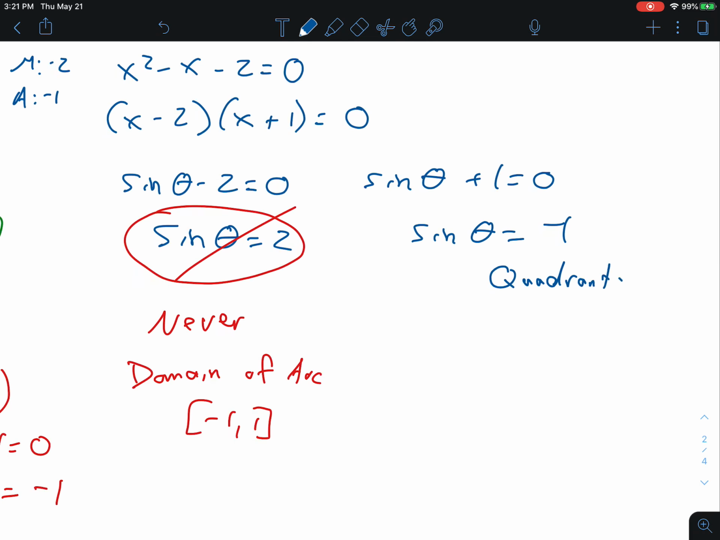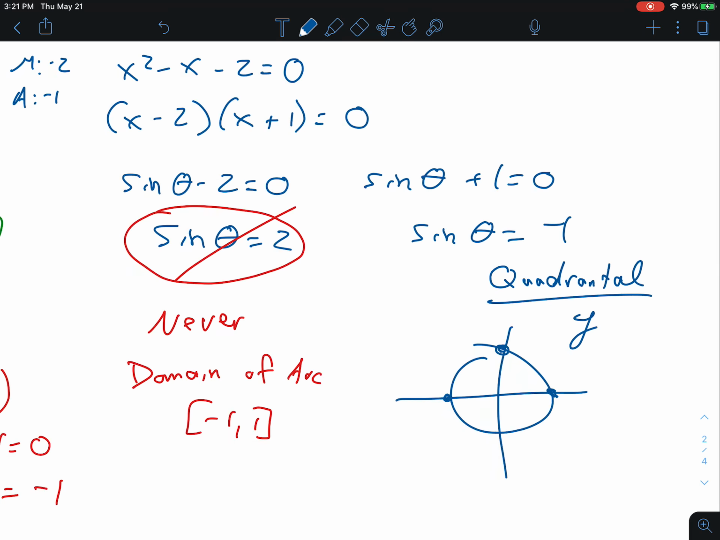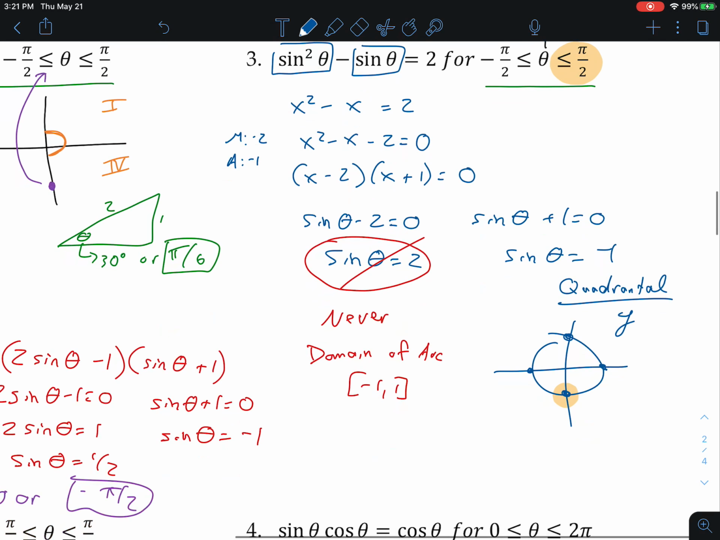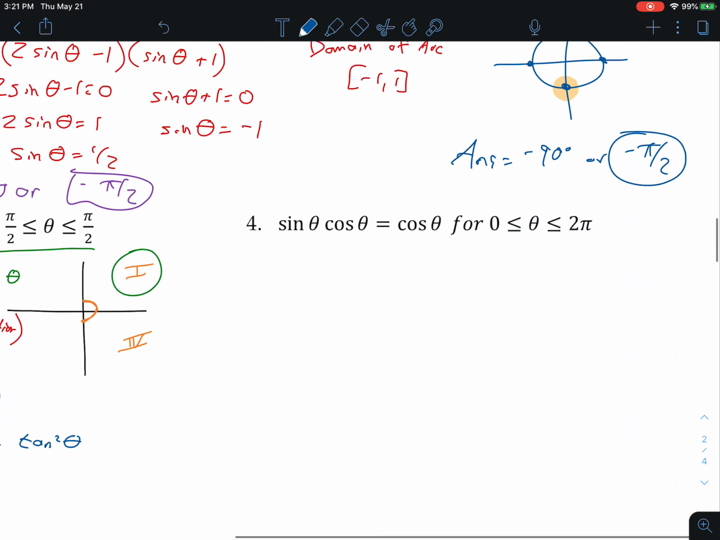Just as we've seen a couple times now, it's a quadrantal. Sine is my y value. Which one of these is going to give me a y value of negative 1? That's down here. Can I use that part? Yes, I can, because it is less than or equal to pi over 2, or negative pi over 2, rather. So my answer here is negative 90 degrees, or negative pi over 2. Okay, so there's that one, negative pi over 2. We keep in mind we cannot be outside of our domain, so I cannot use that one with a 2 because it's too big.